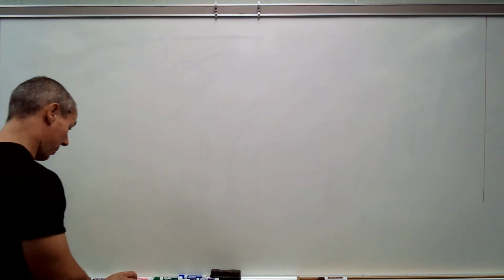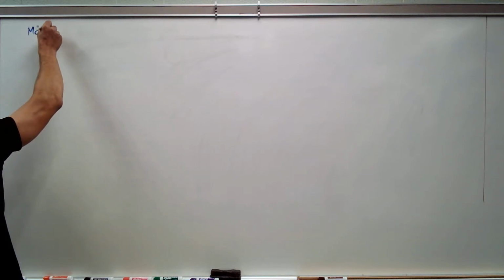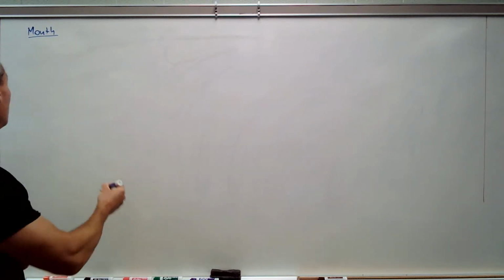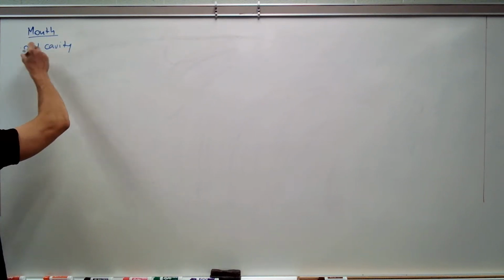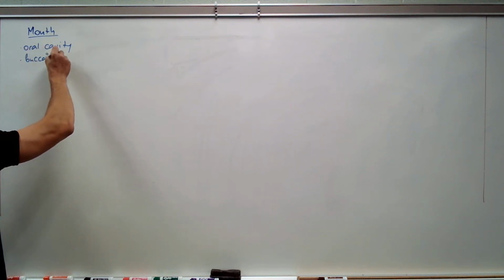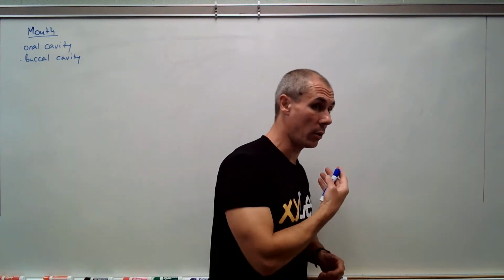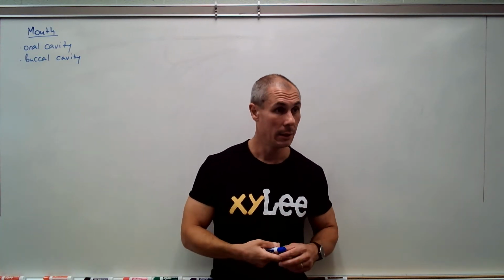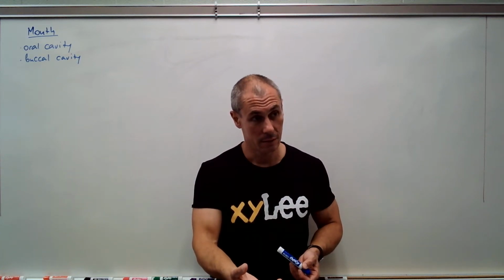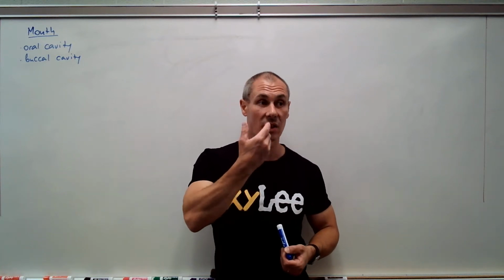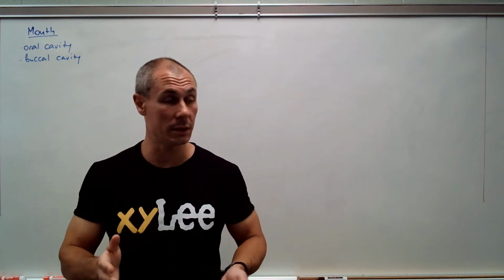Let's talk about the mouth. Okay. Anatomically, oral cavity and buccal cavity. So oral cavity, we often call this whole thing oral cavity. It's not entirely correct. Oral cavity is behind your teeth. Does that make sense? Buccal cavity is between the teeth and the cheeks and lips. Okay, so teeth are basically a barrier.